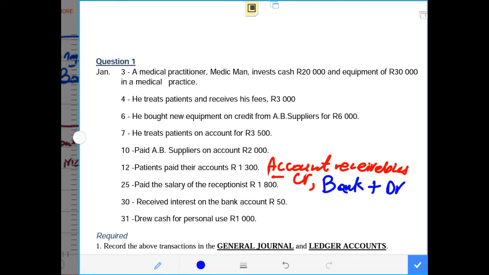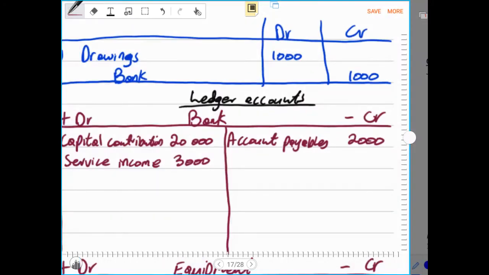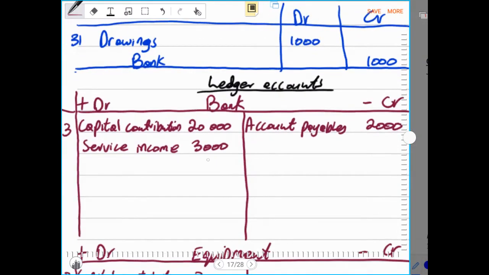So now let us go and decrease our account receivables by the same amount of 1.3 and increase our bank account by the same amount of 1.3 that was received from the customer who was previously treated on account. And now we go to our bank account, and our bank account will increase by 1,300. And why is that? Because the customer has paid.